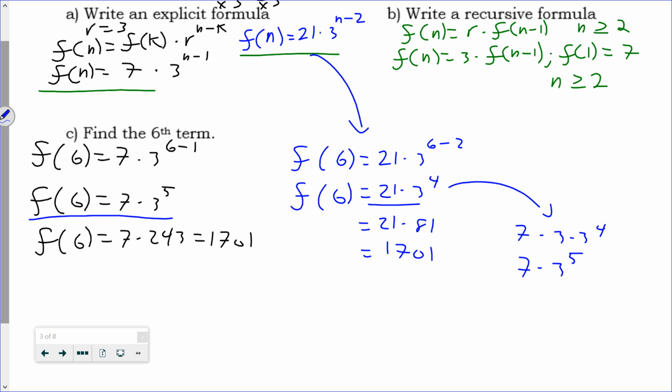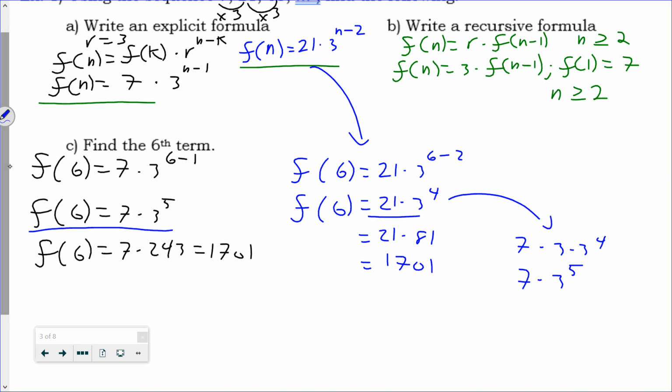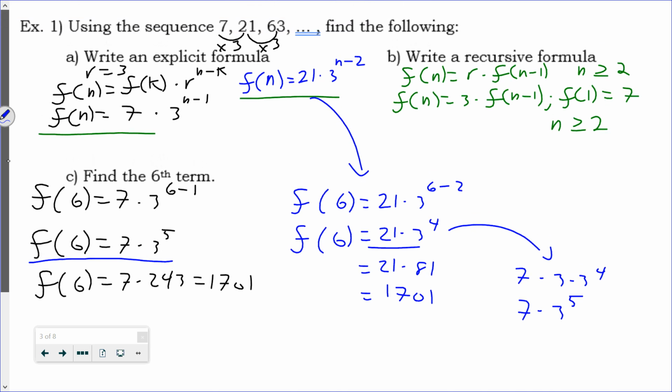So I just use the other formula. I made two formulas here, two explicit formulas. So the 21 is the explicit formula when I use the k at the same time. I use both. No, there's no point you use the recursive. It's kind of hard to use. You have to use the recursive formula like 2 times or 3 times before you get to the term you want.